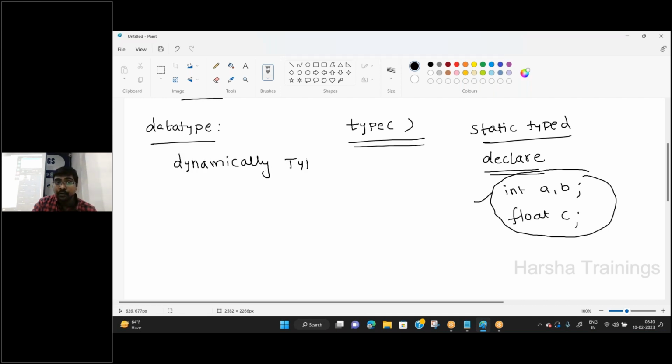Dynamically typed. Yes, perfect. Dynamically typed. Okay, you know the concept description, but the term is also very, very important. Dynamically typed. Yes, perfect.